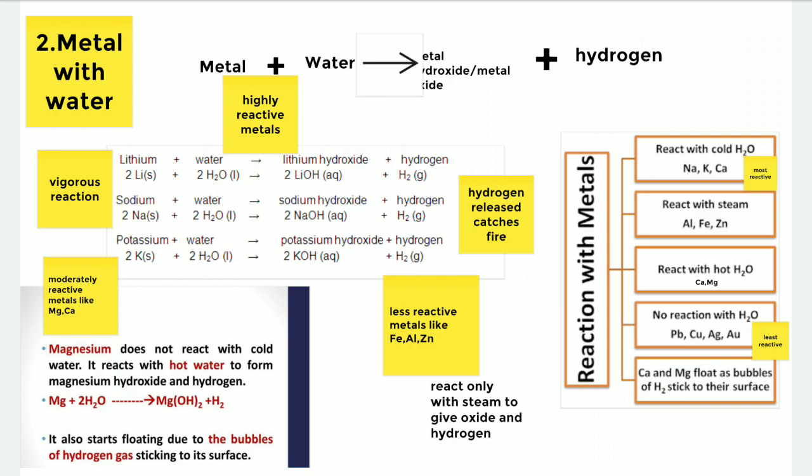So here we can summarize the reaction of metal with water. Reactive metals like sodium and potassium will react with cold water. Metals like magnesium and calcium will react with hot water. Then metals like aluminium, iron, zinc will react with steam. And there are some other metals like copper, silver, gold, etc. which will show no reaction with water. They are the least reactive metals. And also we have seen the observation that calcium and magnesium will float as bubbles form.